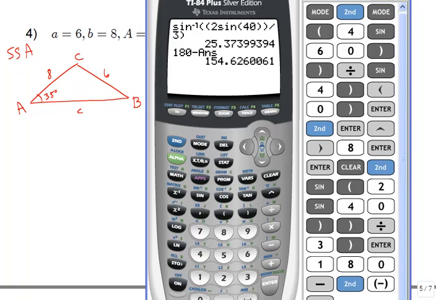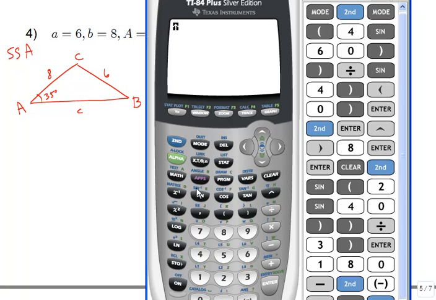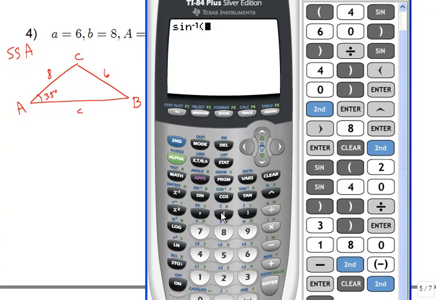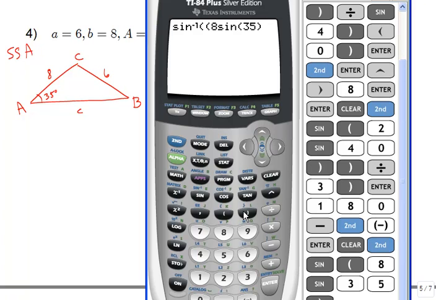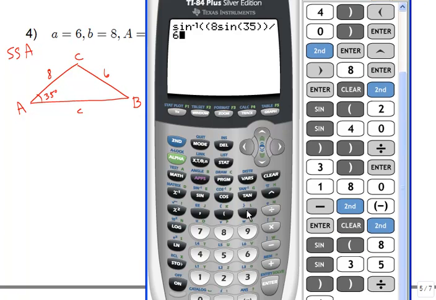Okay, so what we need to type in here is inverse sine of, and I'm going to use parentheses for that numerator just to be careful here, 8 sine of 35 degrees. Close the parentheses for the sine, close the parentheses for the numerator, and then we're dividing all of that by 6. Close the parentheses for the inverse sine, and when I hit enter, this should be what angle B is equal to, or at least one possibility for angle B.